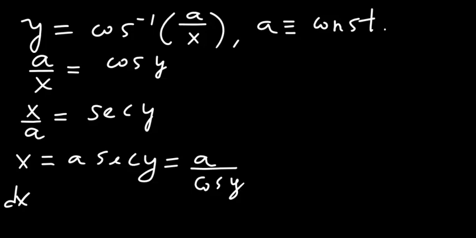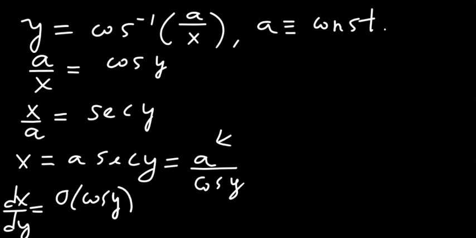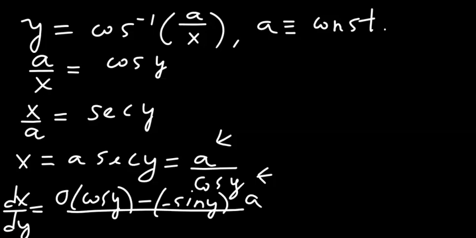Now let's differentiate dx dy using quotient rule. Differentiating a, you get 0 because it's a constant. You multiply with cosine y, subtract. Now you differentiate cosine y, you get minus sine y. Multiply that with the numerator, which is a. Divide by the square of the denominator, which is cosine y, and square of that.